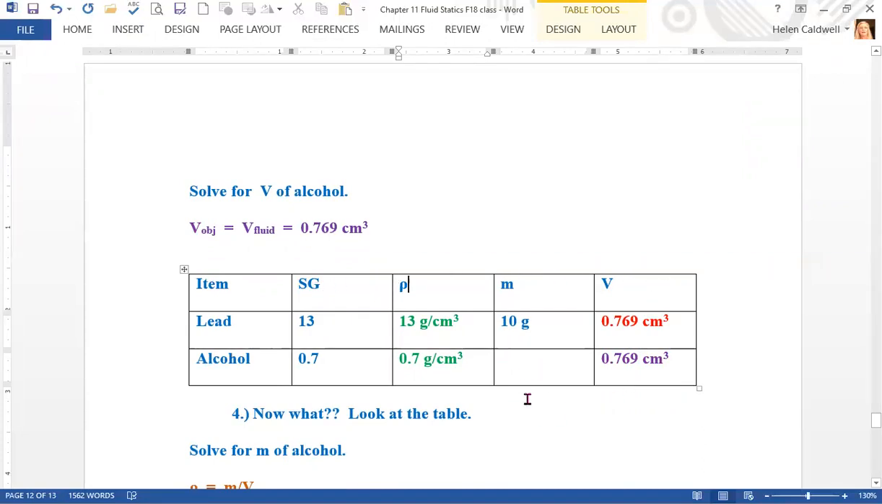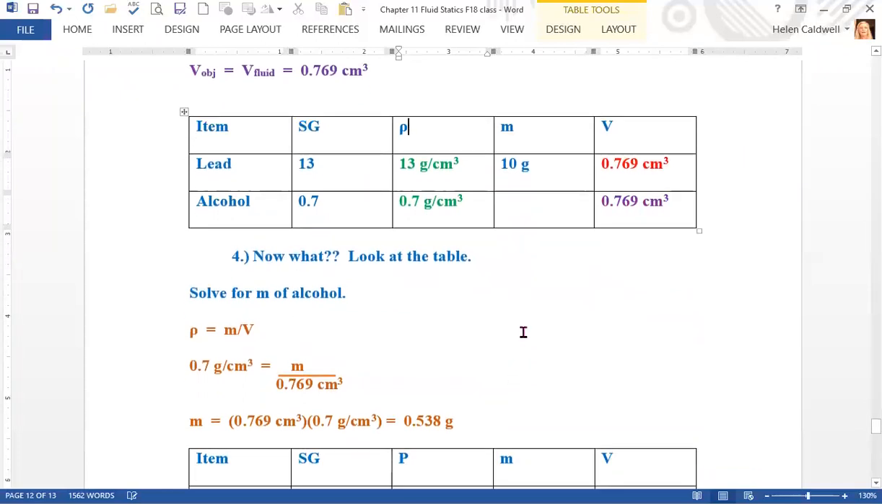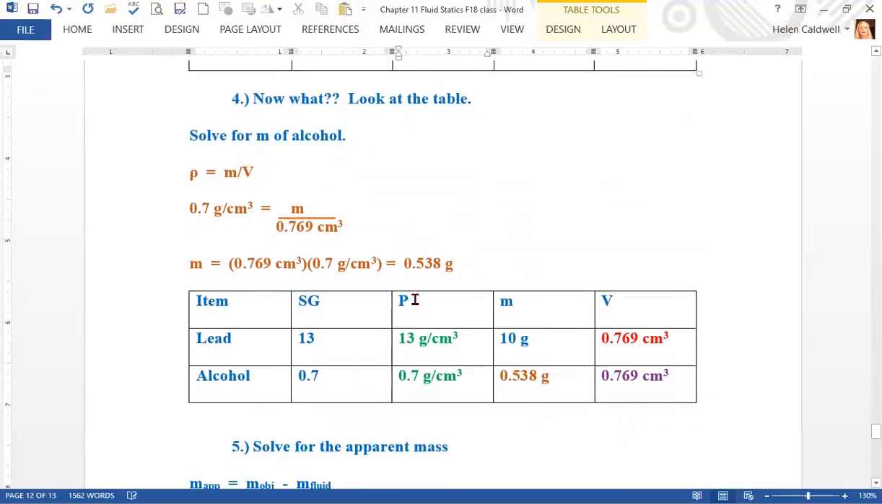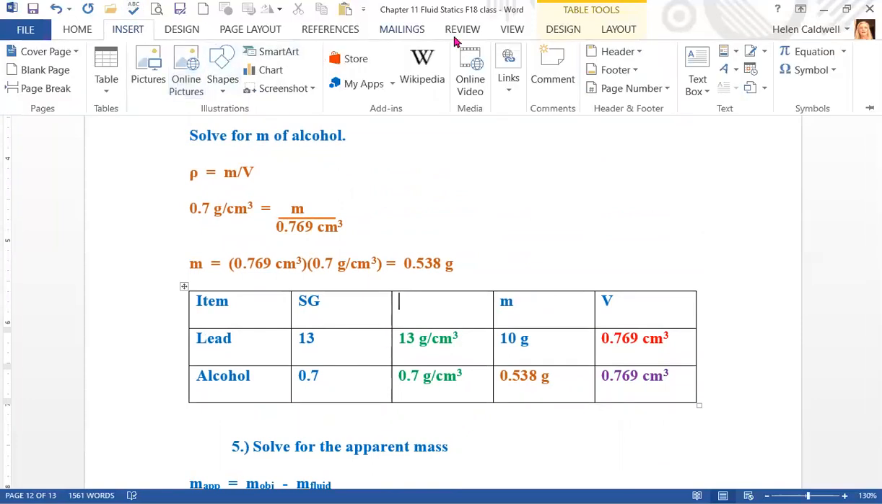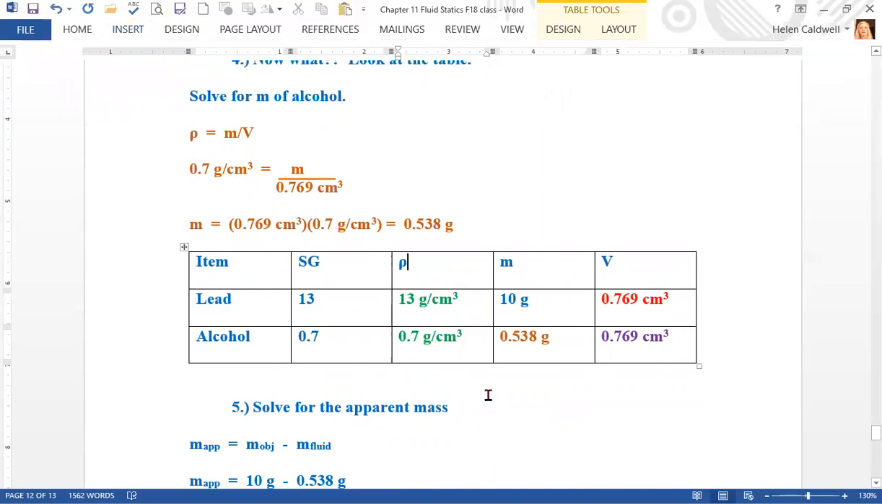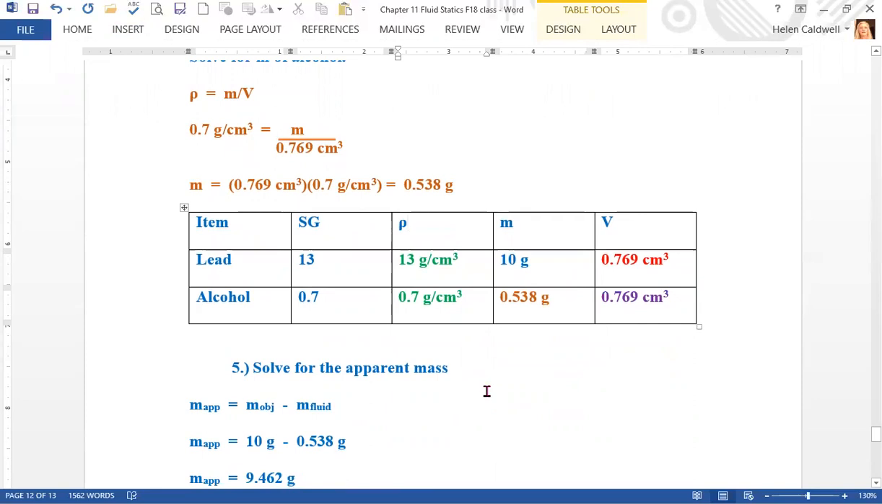So the one thing we don't know is the mass. Density is mass divided by volume. So 0.7 grams per cubic centimeter is equal to M divided by 0.769 cubic centimeters. Cross multiply and we get the mass. Well, that helps, but that doesn't answer the question. The question is, what is the apparent mass?